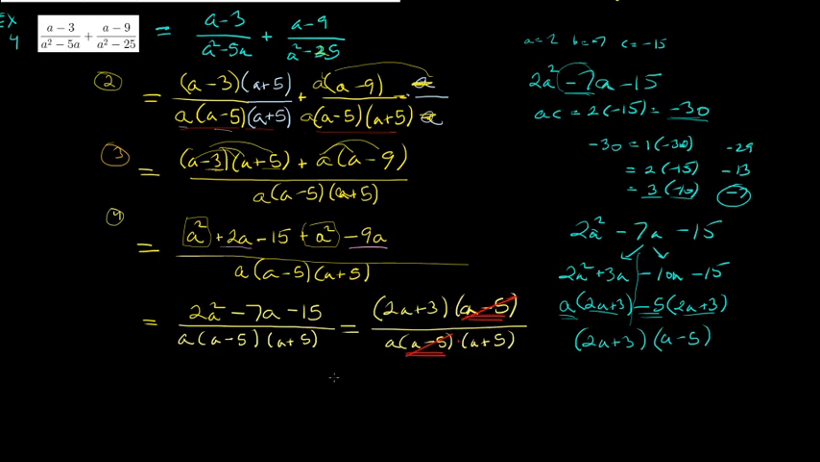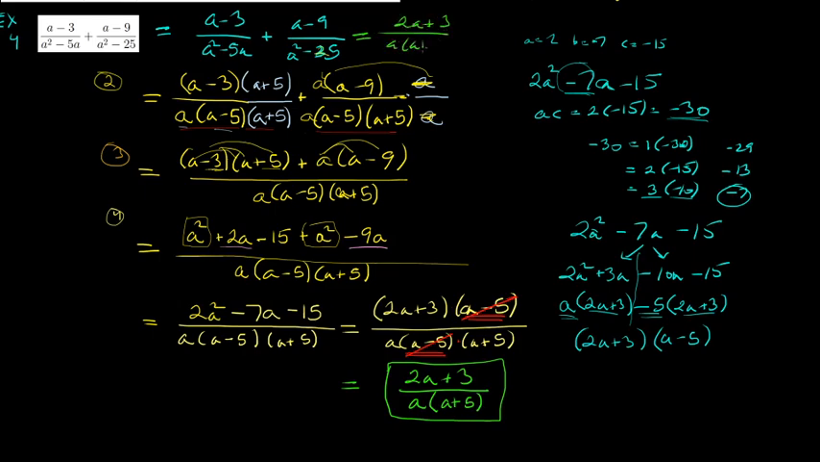And so that brings us to what's left over on top, 2a plus 3. And in the denominator, we have an a times a plus 5. And there is our final answer, 2a plus 3 over a times a plus 5. And so that's the original question. To simplify, we simplified all this mess here, and we end up with 2a plus 3 over a times a plus 5. I'm just copying down the answer, and that's what we end up with.